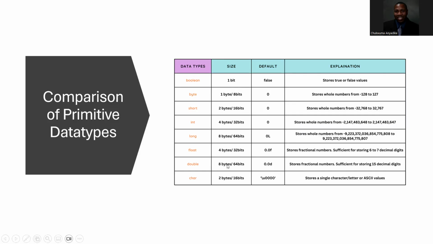Okay? And then, of course, you have floats and doubles. So floats and doubles are both decimal types, and doubles can store a larger range of numbers, more decimal points, more digits.